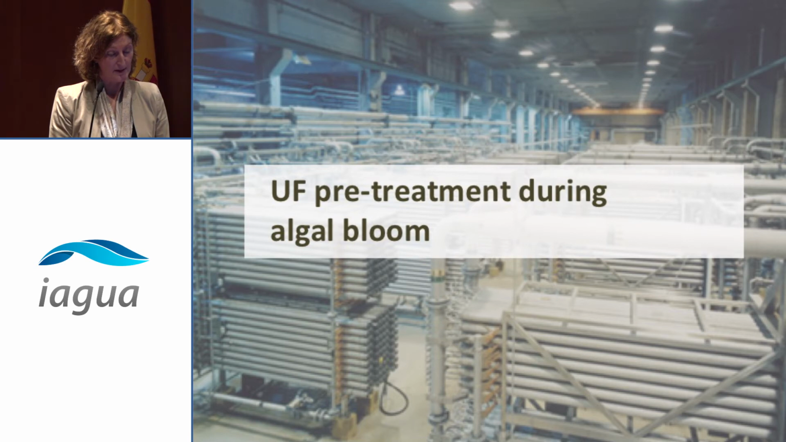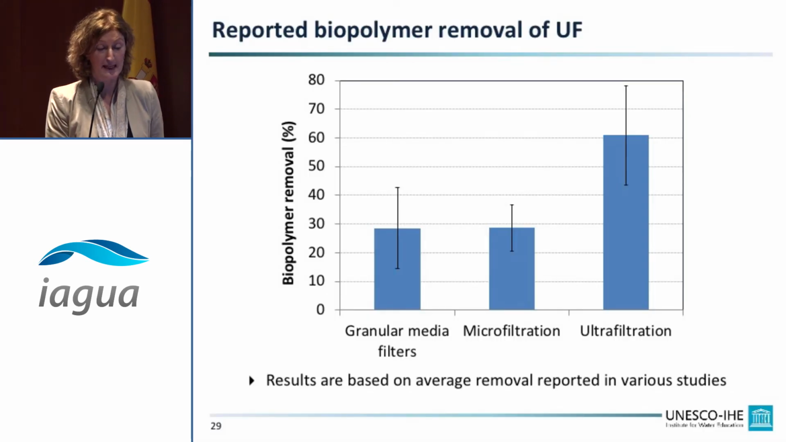Now, I'm going to skip this one. So we're also going to look now at ultrafiltration as a pretreatment during an algal bloom. And here I have just taken some data from the literature, and I show you the ability of 3 different types of pretreatment to remove biopolymers. So the first one are granular media filters, very conventional, then microfiltration and ultrafiltration.